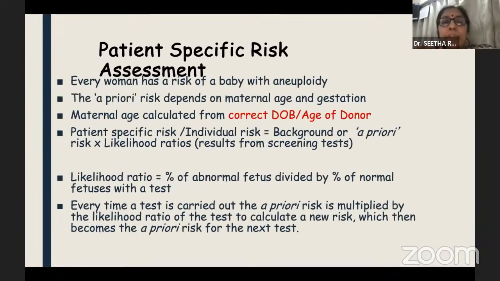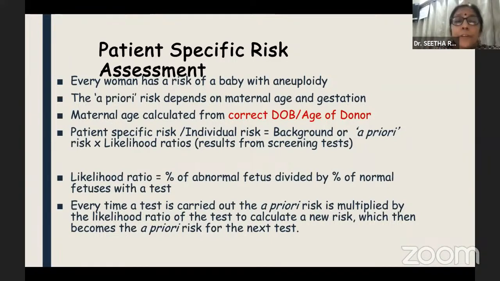So when a patient comes to you for any screening, especially for aneuploidy, because most of the biochemical markers that have come out are for aneuploidy, she has a risk of a baby with aneuploidy. Every woman has a risk, and that is age dependent. We no longer use age as the only criterion, because it can skew your results, but it also influences the risk that the mother has. So that becomes the a priori risk.